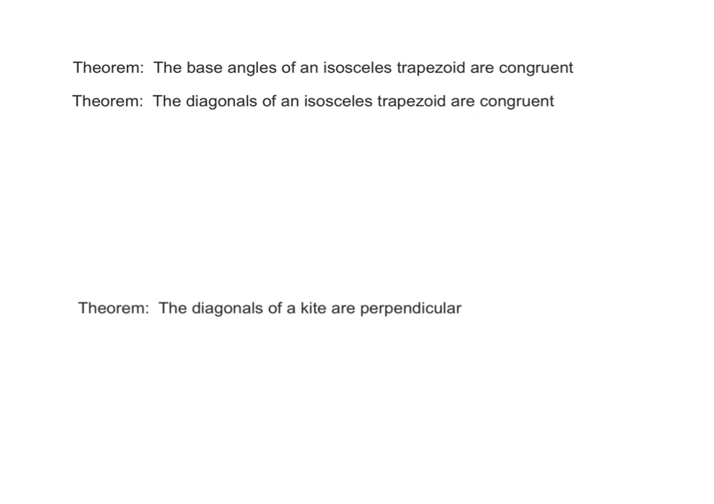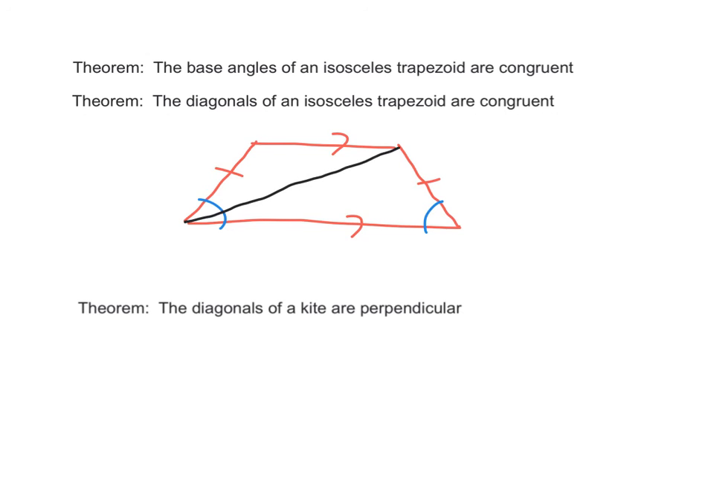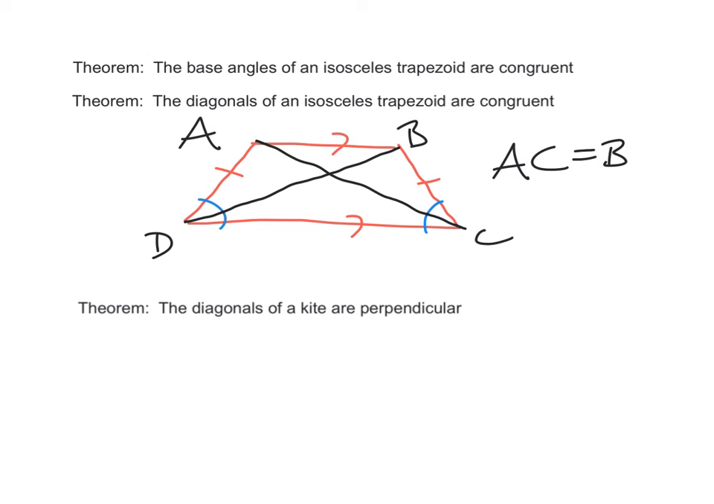All right, last one. These involve trapezoids. The base angles of an isosceles trapezoid are congruent. Let me draw an isosceles trapezoid. We have two parallel sides, and these sides are congruent. Remember congruent. So this is saying the base angle, this angle, is congruent to this angle. The next theorem says the diagonals of an isosceles trapezoid are congruent. So this diagonal is the same as this diagonal. Again, if I were to label A, B, C, D, then it's saying AC is equal to BD.